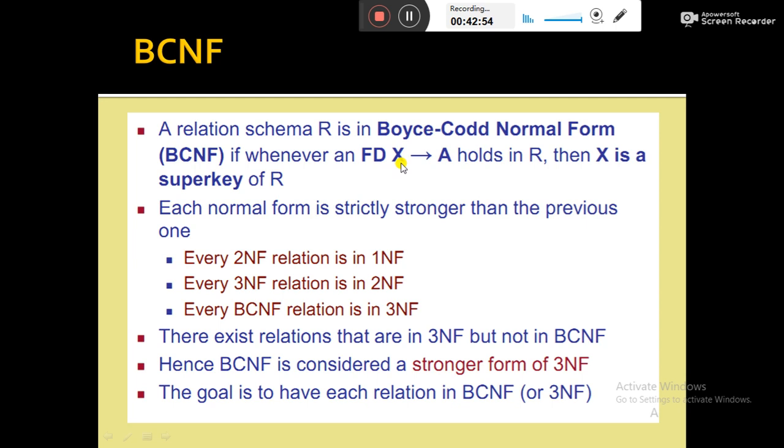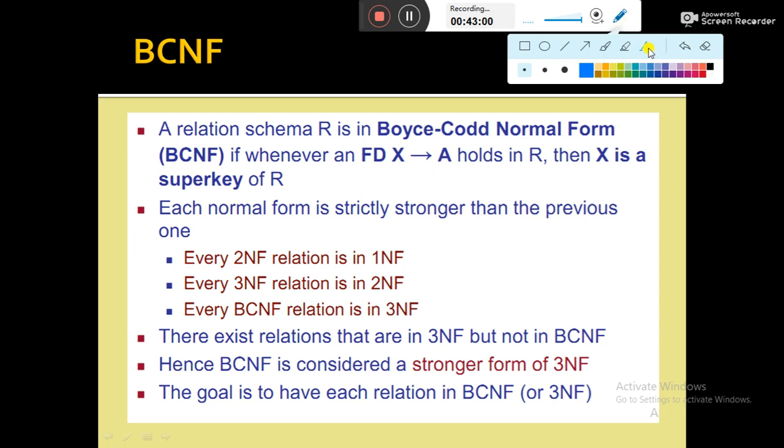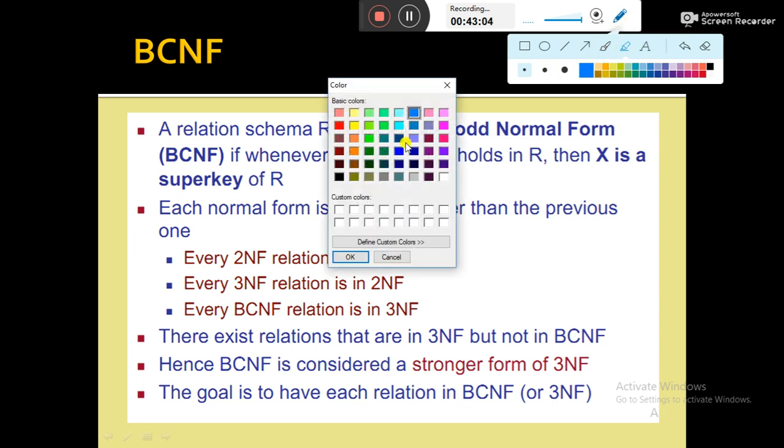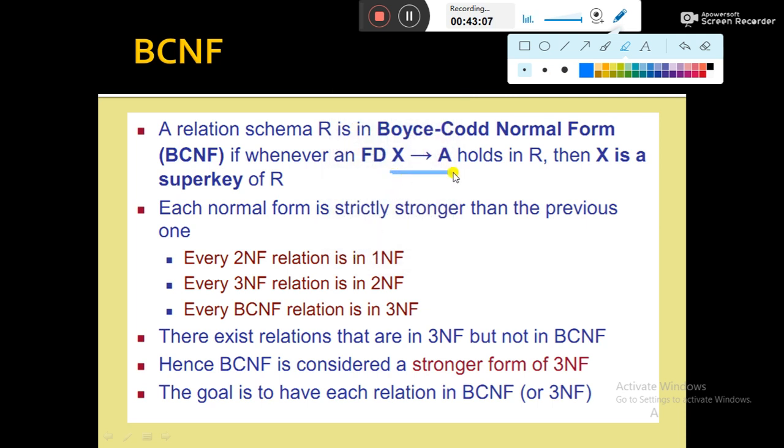So there is a little bit of difference between BCNF and 3NF. For a functional dependency X arrow A holding in R, if you remember, for 3NF, R is in 3NF if either X is a super key or A is a prime attribute. But in case of BCNF, X must be a super key. So that means the second condition is not there for BCNF. If X is a super key, then only we can say that it is in BCNF. So it is stricter than 3NF.